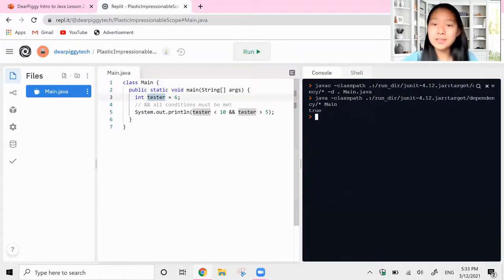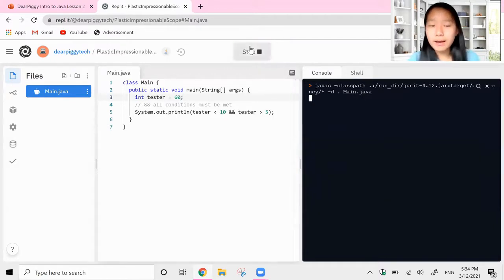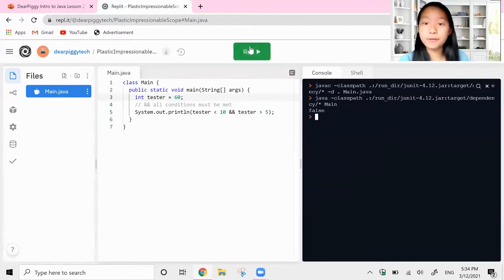So this time it gives us true, so that means yes, it did work. And it worked because 6 is both less than 10 and greater than 5. Now, if I changed 6 into 60 instead, is 60 less than 10? No, 60 is not less than 10. Is 60 greater than 5? Yes, it is. However, when I run my code now, notice that it gives me false.